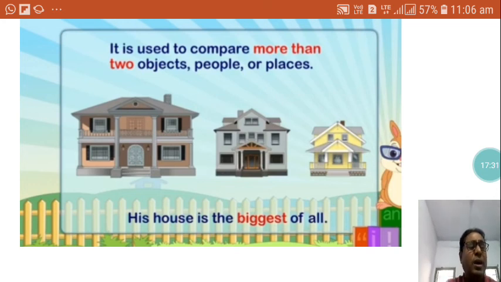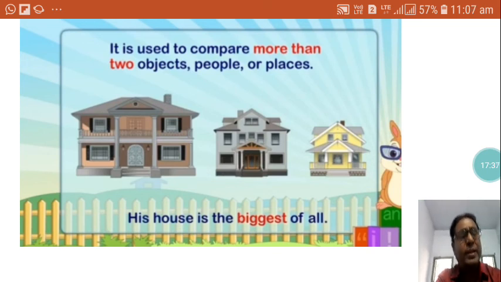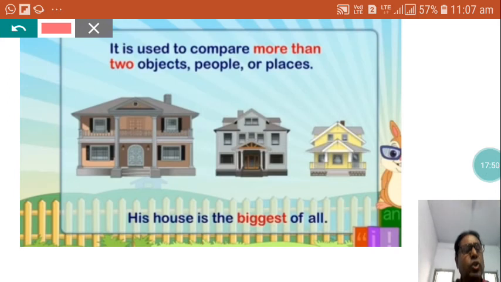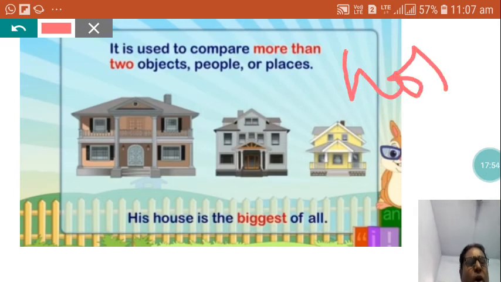You may write: Mumbai is the biggest city in India. June is the hottest month of the year. When you use words like hottest, as I told you, that is called the superlative form.